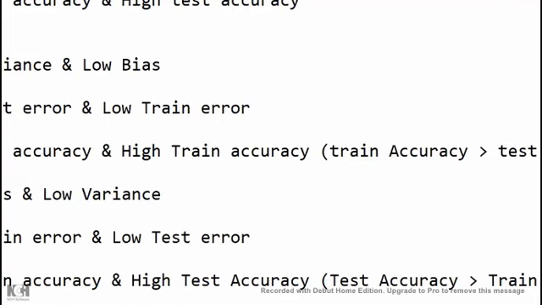A good model should have high test accuracy and high train accuracy, which is mostly said to be train accuracy equal to test accuracy. Both are equal, then it is a good model. Train accuracy and test accuracy should be the same. Then it is a good model. Is that clear, guys?